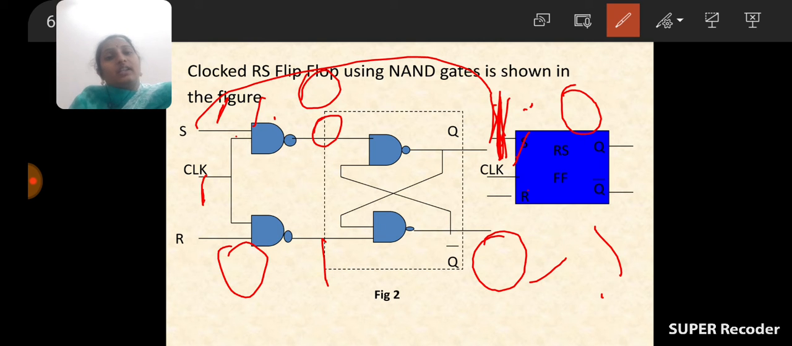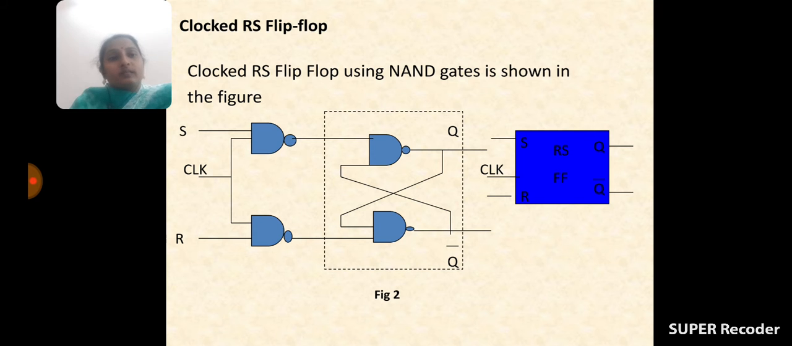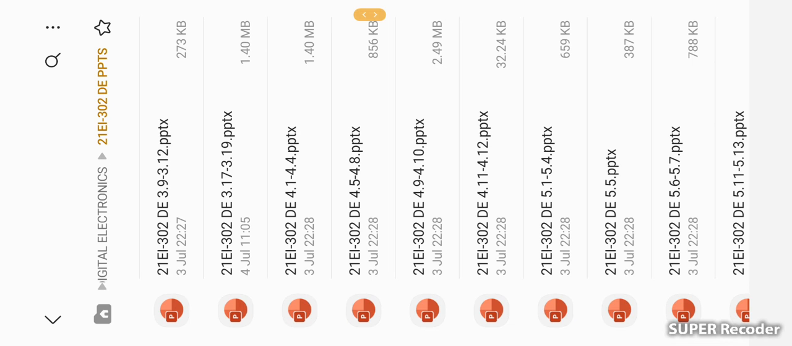And here, what is the main use of the clock pulse? If the clock pulse is applied, then in the presence of the clock pulse only, the inputs are able to produce the outputs. Without giving a clock pulse, even though the inputs are applied, the output is not produced. So this is the use of the clock pulse. Is it clear?